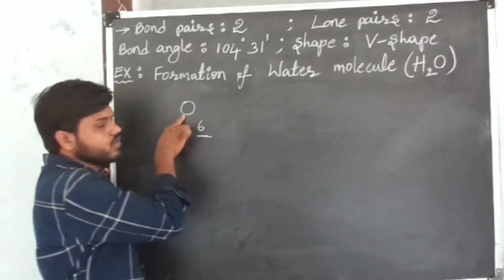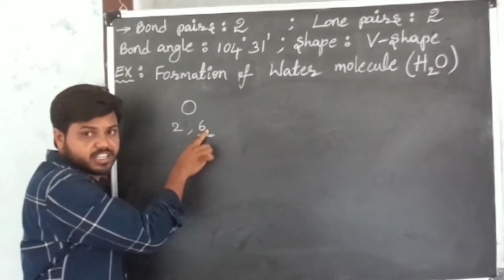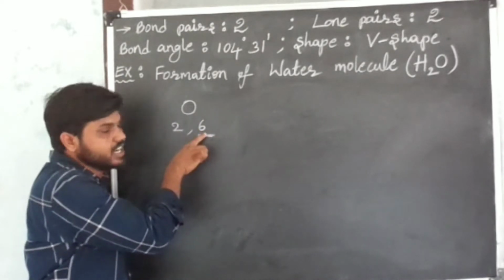This is the valence shell of oxygen. In this valence shell of oxygen, 6 electrons there.